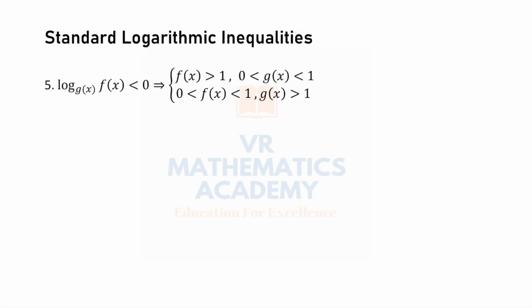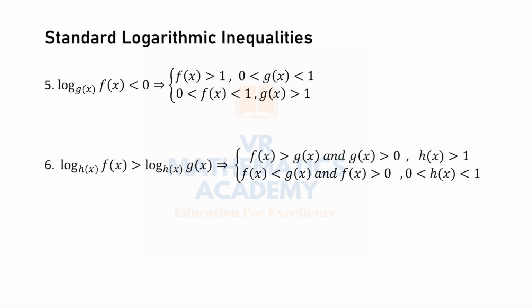The fifth standard logarithmic inequality: log of f(x) base g(x) less than 0, then f(x) is greater than 1 when the base is between 0 and 1, and f(x) is between 0 and 1 when the base is greater than 1. Number 6: log of f(x) greater than log of g(x) with base h(x) is equivalent to f(x) greater than g(x) and g(x) greater than 0 when h(x) is greater than 1, and f(x) less than g(x) and f(x) greater than 0 when h(x) is between 0 and 1.